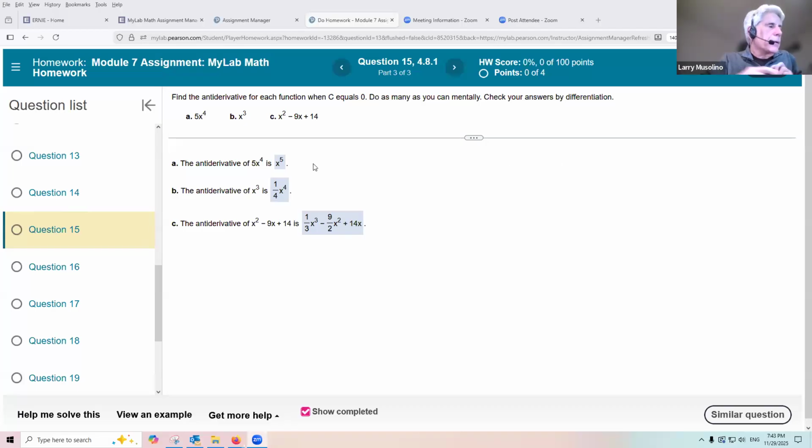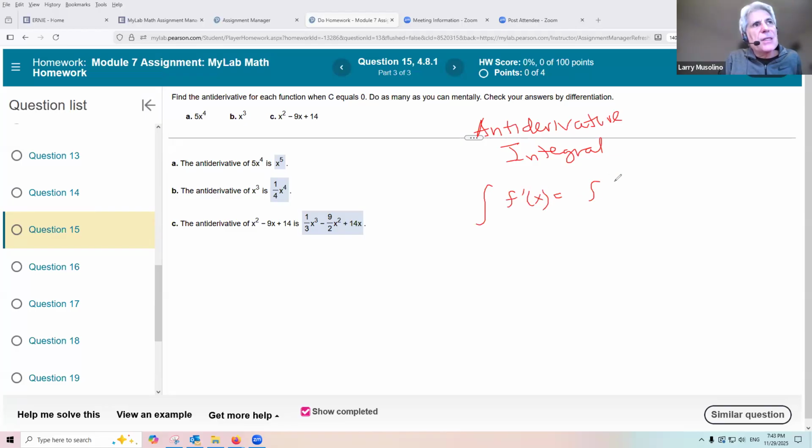All right, let's take a look here. This is number 15. And on this one, they're going to ask us to find what's called the antiderivative. So an antiderivative, sometimes we call this an integration, an integral. And what this is doing is, we use this integration symbol, we're taking a derivative function and we're trying to get back to the starting function.